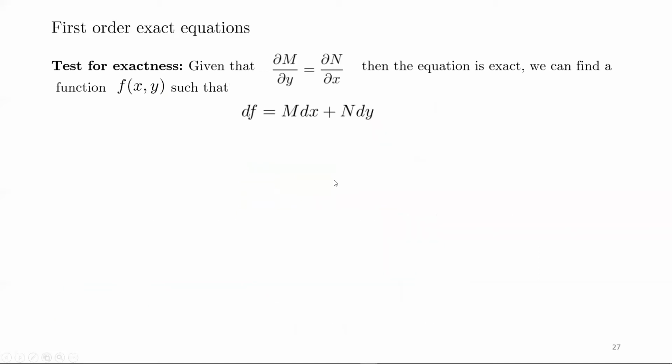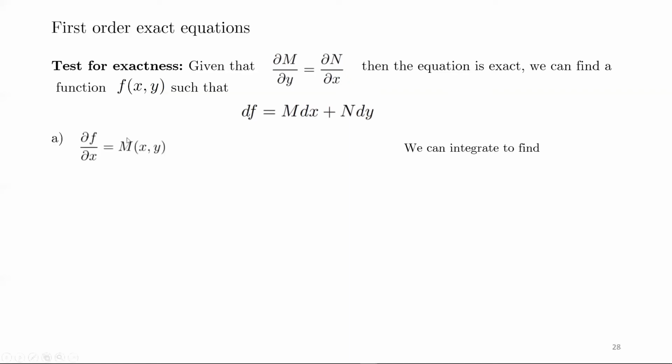Okay, so if we in fact do have an exact ODE, by the fact that these partial derivatives are equivalent, then the equation is exact, and we can always find a function f of x, y such that the differential of this function f is equal to m times dx plus n times dy.